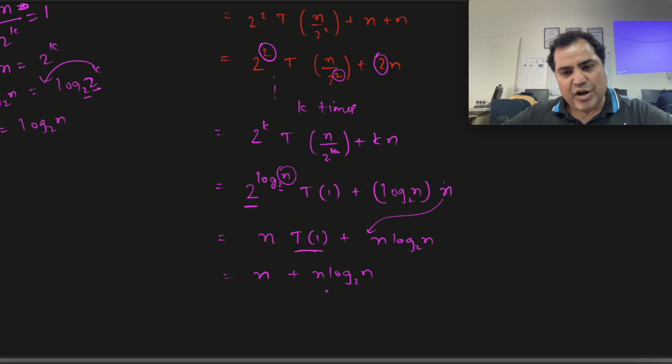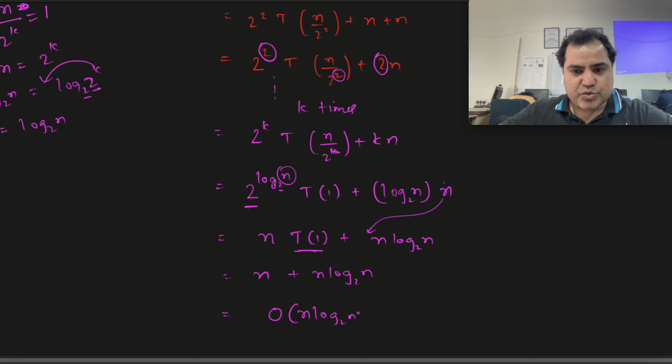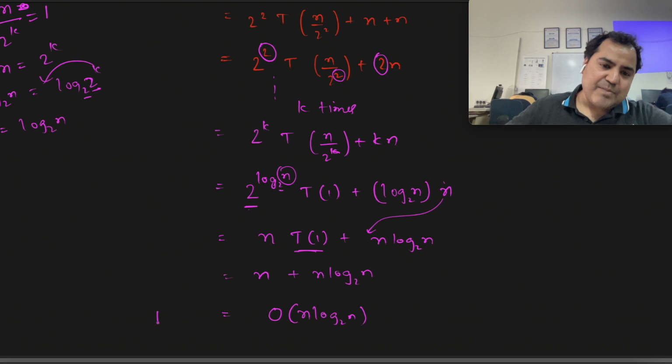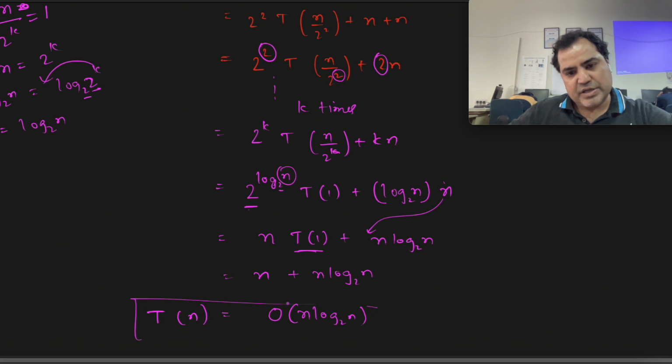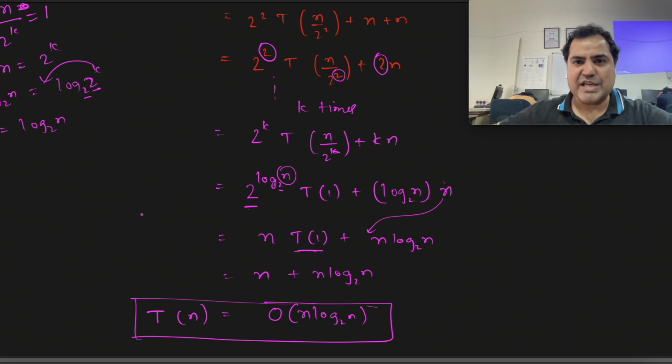Since n log n is greater than n, while writing order we will take the bigger value, so we can write its order of n log n. So that is how the time complexity of merge sort comes, right? So this is how time complexity has been derived in merge sort, right?